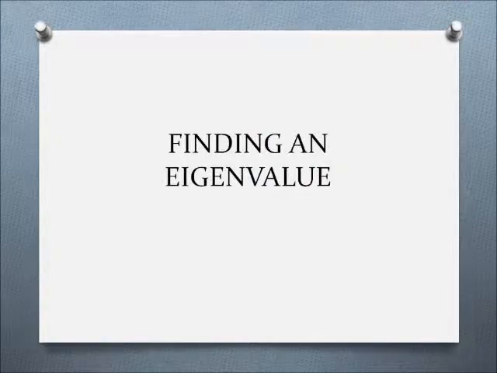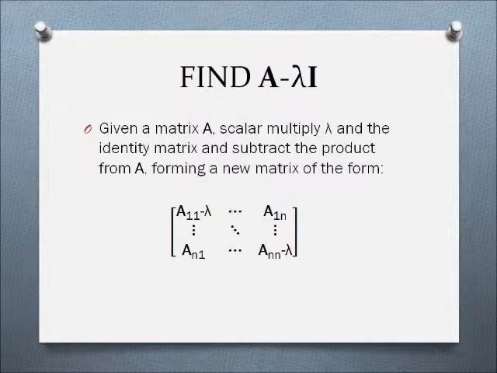So, let's move forward into how to actually find an eigenvalue. The first step to finding an eigenvalue in any equation is to start by finding A minus lambda I. So given a matrix A, you're going to start by scalar multiplying lambda with the identity matrix. Use just an arbitrary value lambda and subtract the product from A, forming a new matrix that's going to be of the form shown here.